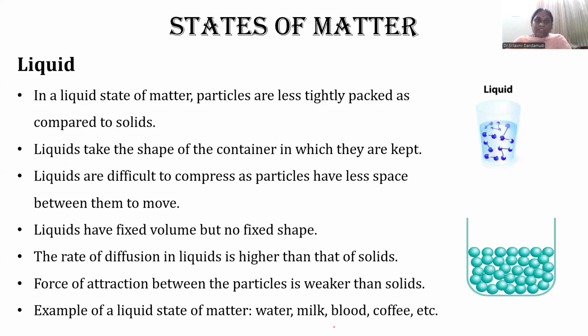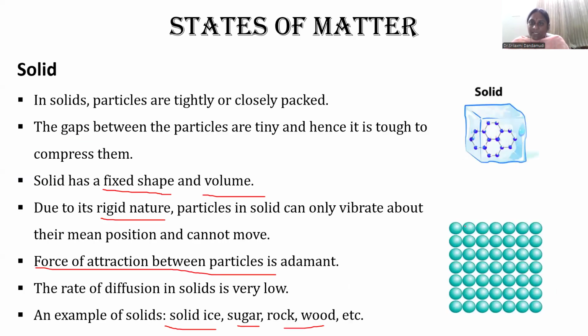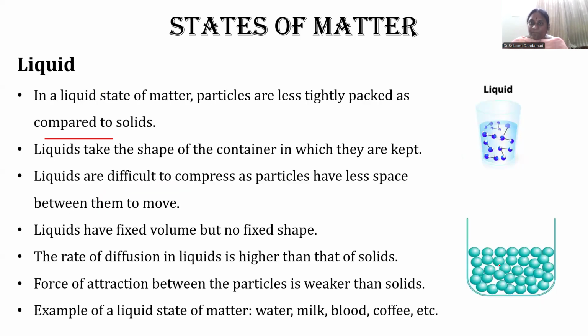Next one is the liquid. In a liquid, the particles are less tightly packed when compared with a solid. See here, in the last one the particles are tightly closed, with little space between them. Here the particles are a little bit looser when compared with the solid. Liquids take the shape of the container and do not have a fixed shape.